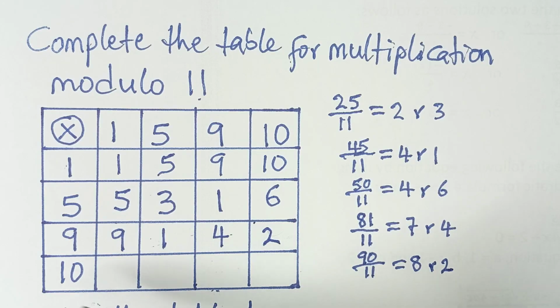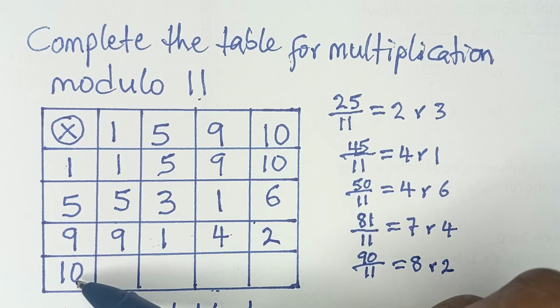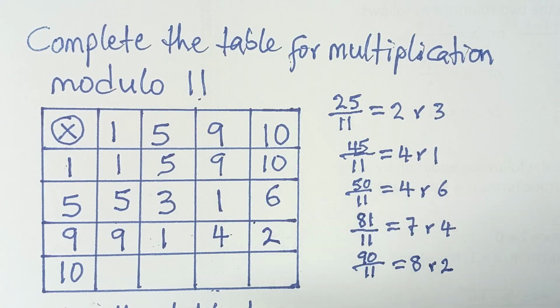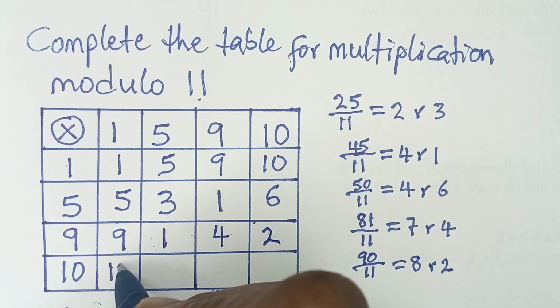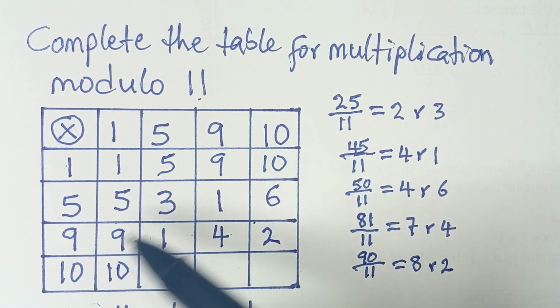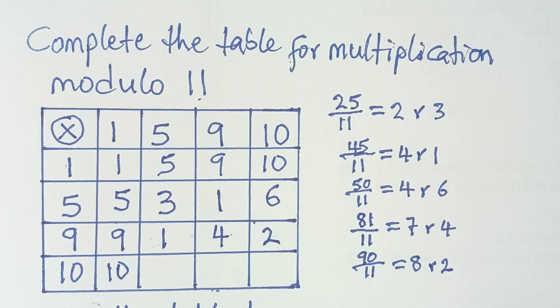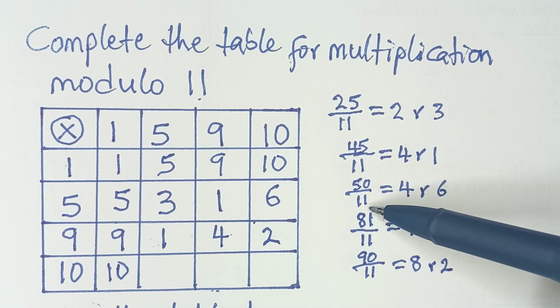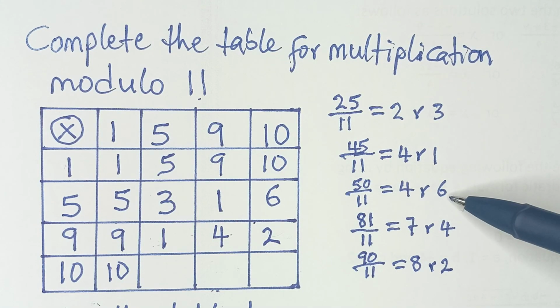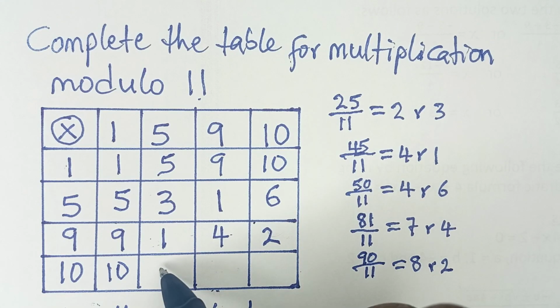Then the next thing now is to complete the last part of the table. 10 multiplied by 1 is 10, which is less than 11. So we'll write it down. 10 multiplied by 5 is 50. So we have done 50 before. So 50 divided by 11 is 4, remainder 6. So the remainder here is 6. That is what we are going to write down.